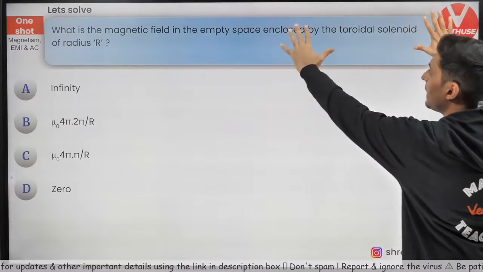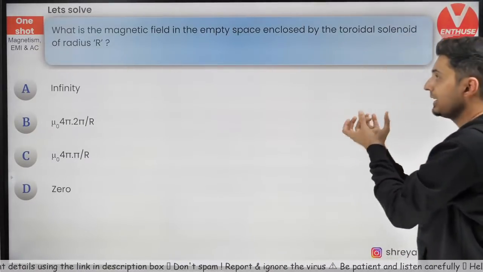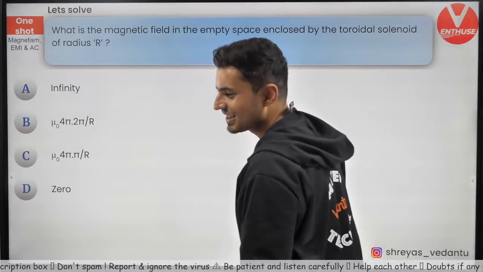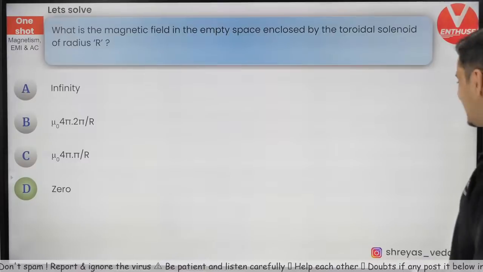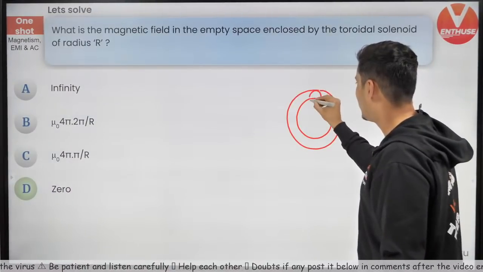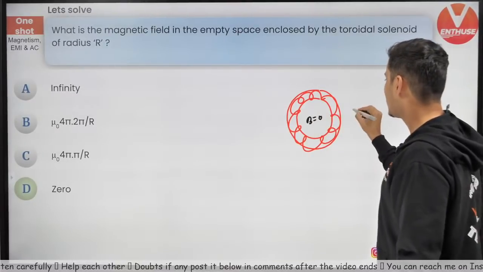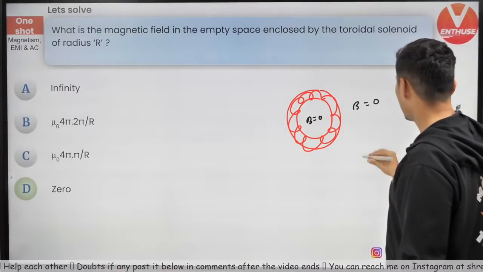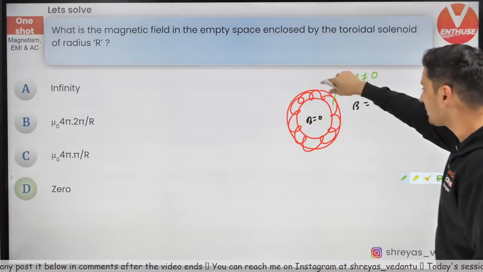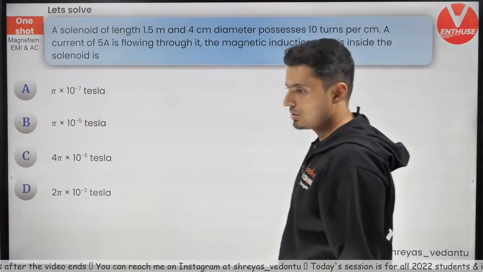What is the magnetic field in the empty space enclosed by the toroidal solenoid of radius r? Okay, this is very easy. What is the answer? The answer is 0. There is no field outside the toroid. So when you have a toroid like this, the field here is 0, the field here is 0, but here the field is not 0. So in that thickness it is there, but outside and inside it is 0. Keep this in mind.